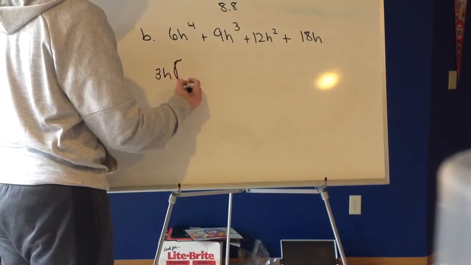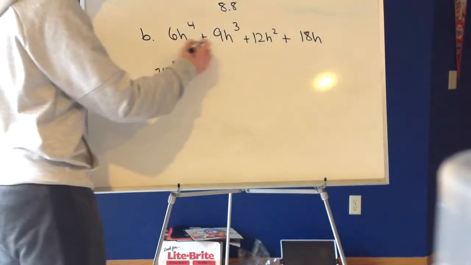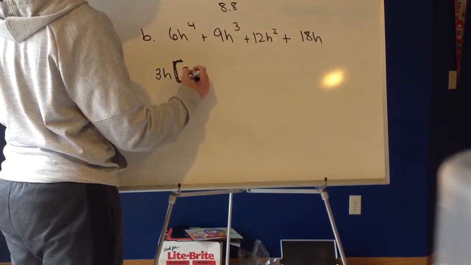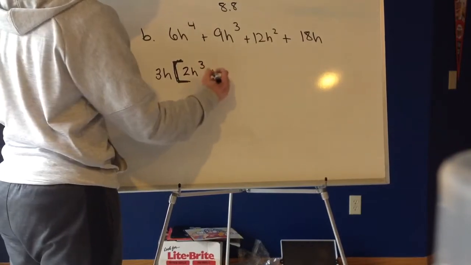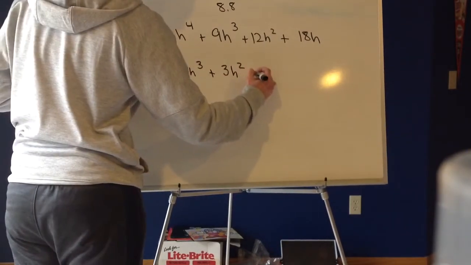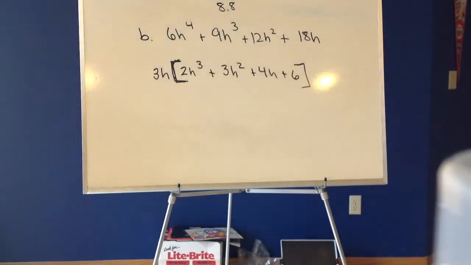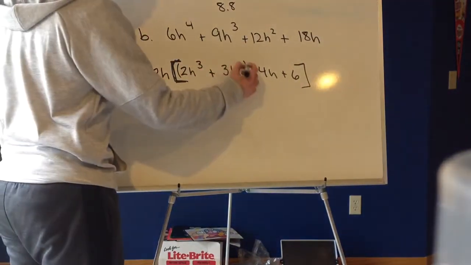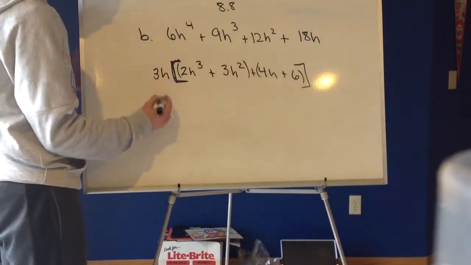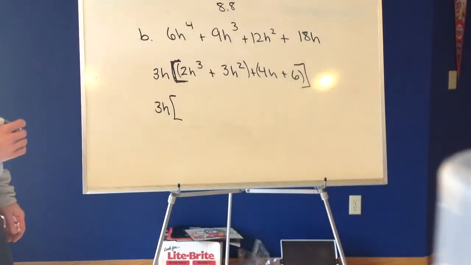Okay, and I'm actually going to use braces here instead of parentheses because I'm going to have to do parentheses inside of it. So if I divide everything by a 3H, I'll have a 2H to the third, a 3H squared, a 4H, and a 6. So again, that was just looking at an overall GCF before we even started grouping. Now I still have 4 terms, so now I'm going to group the first 2 and the second 2, still keeping the 3H out here. I can't lose that. That's going to be part of my final answer.